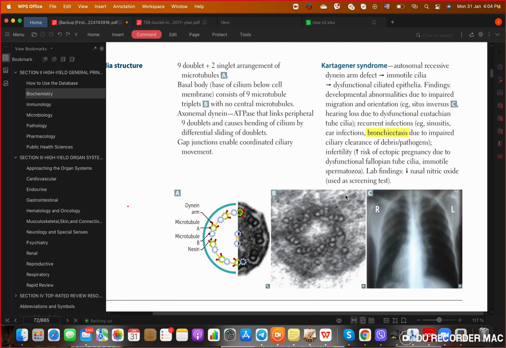Okay, so they write here: gap junction. Yes, dynein, it's an ATPase that links peripheral 9 doublets and causes bending of the cilium by differential sliding of the doublets. Okay, you saw how the sliding mechanism goes, yeah?